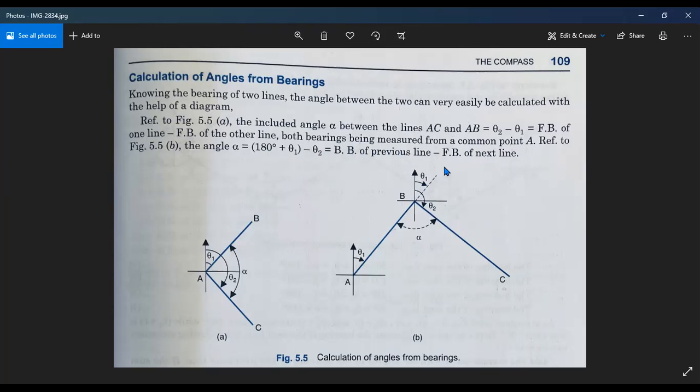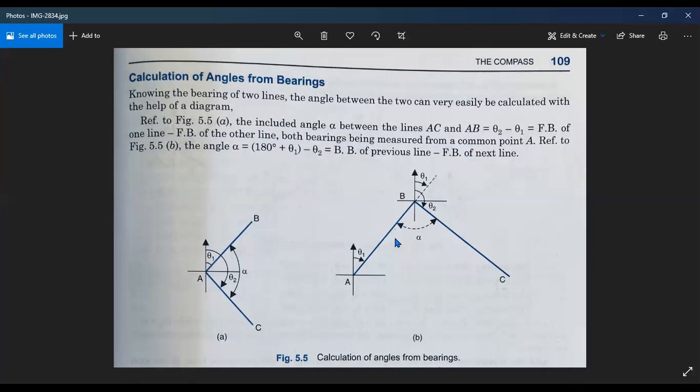Correct. So the included angle between any two lines is back bearing of the previous line minus fore bearing of the next line, if those two lines are in different quadrants. Refer to figure 5.5a. The included angle alpha between line AC and AB is theta 2 minus theta 1. That is, fore bearing of one line minus fore bearing of the other line, both bearings measured from a common point. Refer to figure 5.5b. The angle alpha is 180 degrees plus theta 1, which is nothing but the back bearing of the previous line.